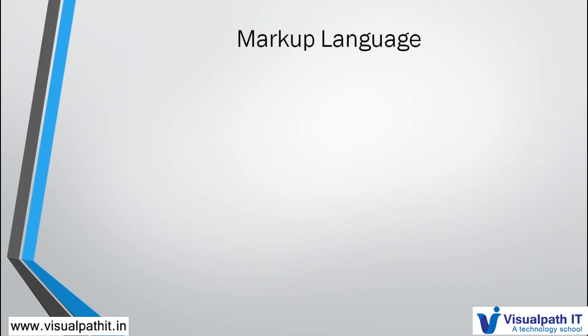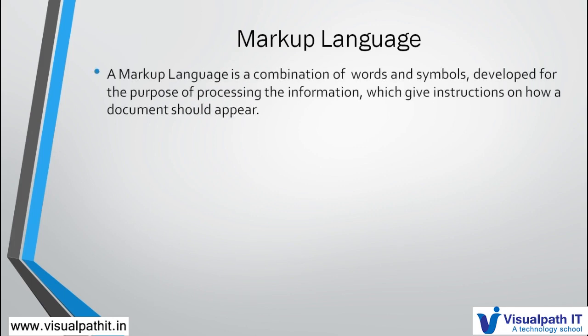Now, let us understand what a markup language is. Here, it says a markup language is a combination of words and symbols developed for the purpose of processing information, which gives instructions on how a document should appear. If you have seen in HTML4, many tags have been written in such a way that we can easily understand them by the word or symbolic presentation in a tag.